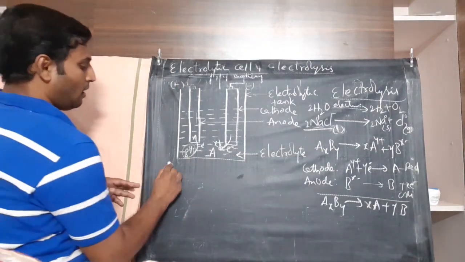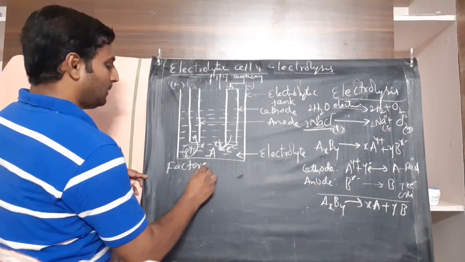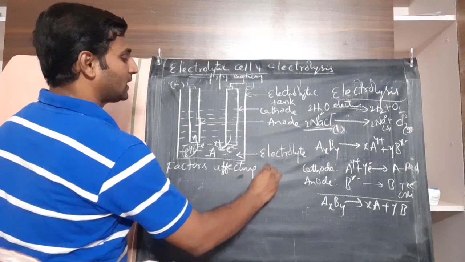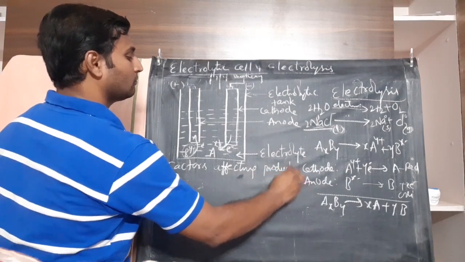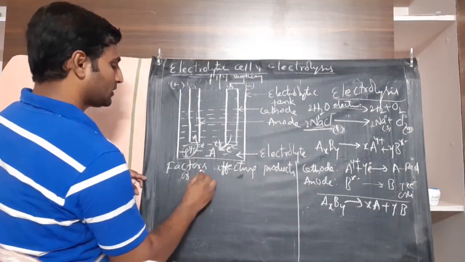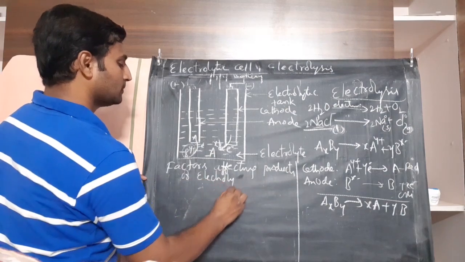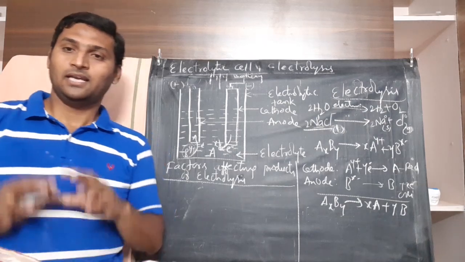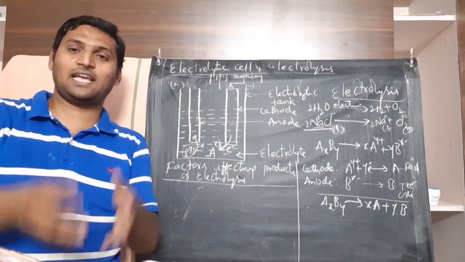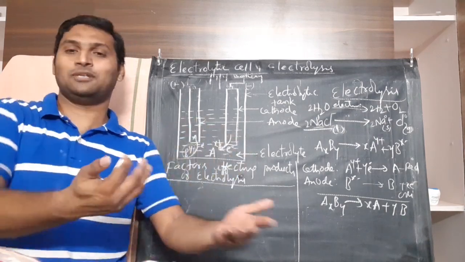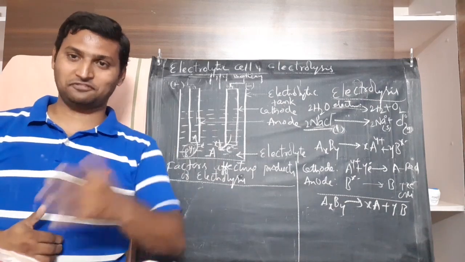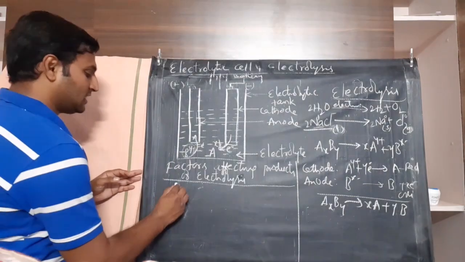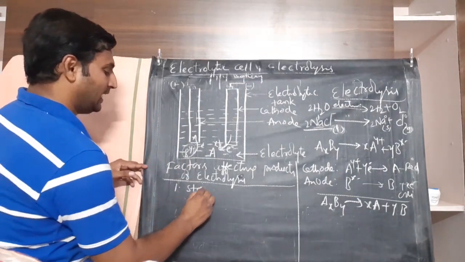Then what decides the products of electrolysis? Factors affecting products of electrolysis. Means please understand, every time what you are seeing in the formula, only those elements may not be produced. Situations differ. Why and how? Let us understand. See, the first factor that decides is the state of electrolyte.